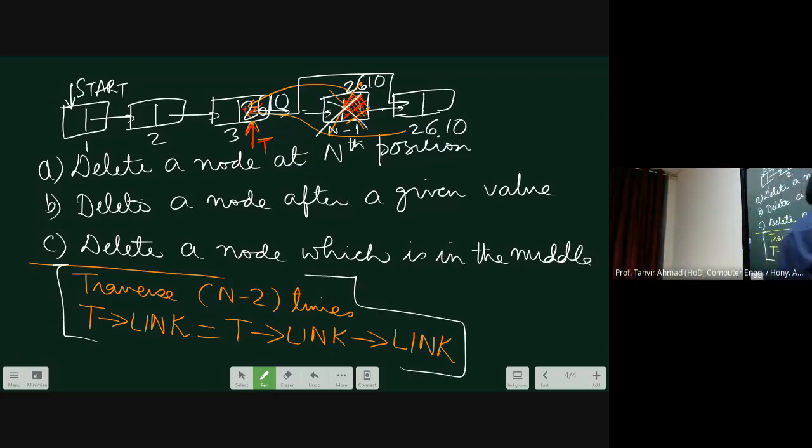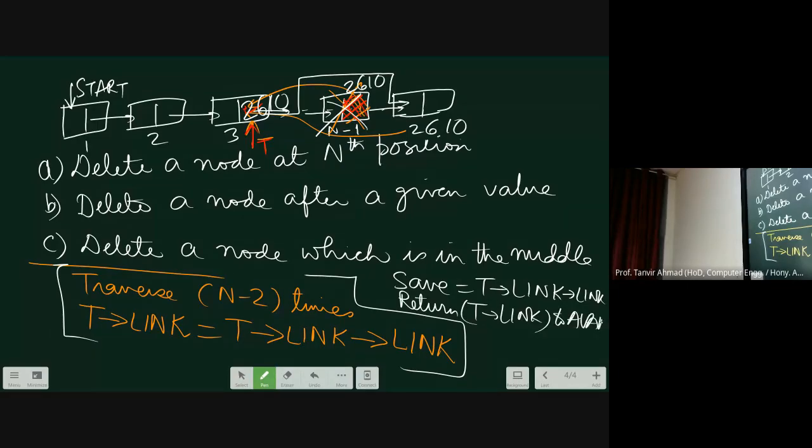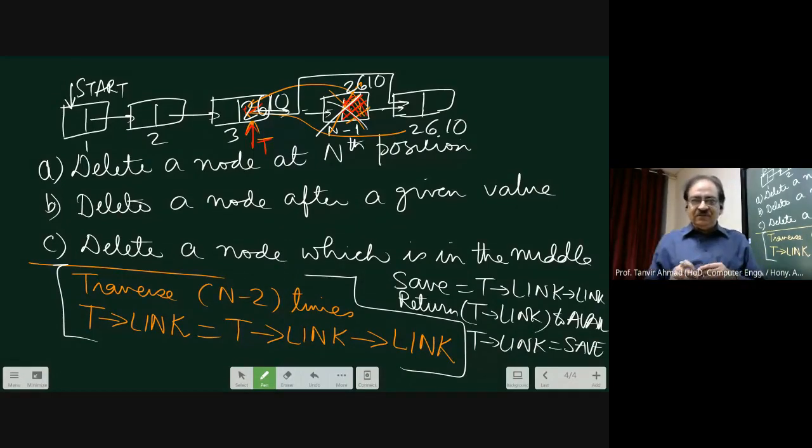I can write: save is equal to T of link. Then return T of link to avail, and then T of link is equal to save. That means I'm saving that value. Otherwise, once I return T of link to the avail, I cannot get that value 2610.